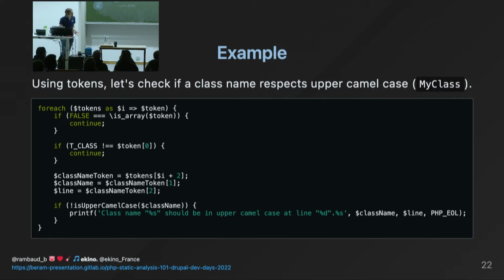In this example, if we want to check if a class name respects upper camel case, what we have to do is first find the class token, so the keyword, and then we have to do this mental jumping. So we have the class, a white space, it doesn't care at all, one white space, two, it doesn't care, you can have a return to the line, one space. And after that, you have a string, which is the class name token. And with this class name token, we can have the class name, the line, everything, but that's all. But it's not really beautiful to see.